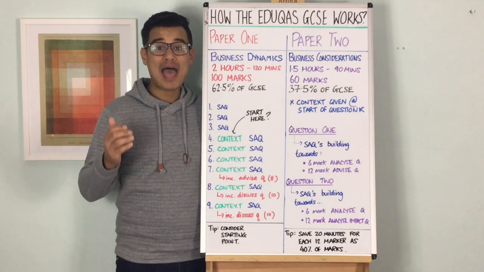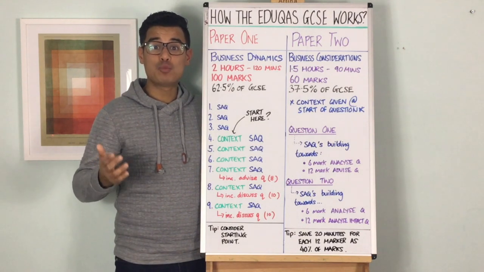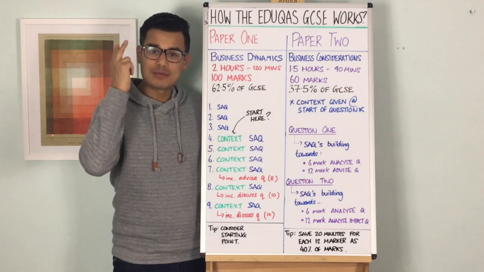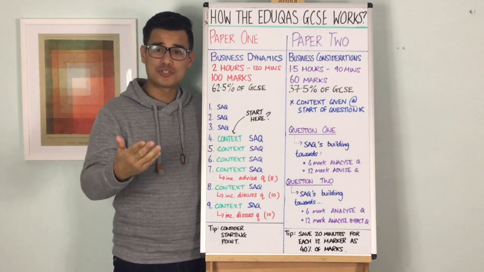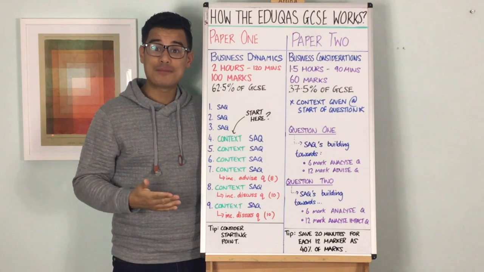Let's have a sesh on how the Eduqas GCSE works for business. There are going to be two papers, paper 1 and paper 2, but they are different. Let's go through paper 1 first.